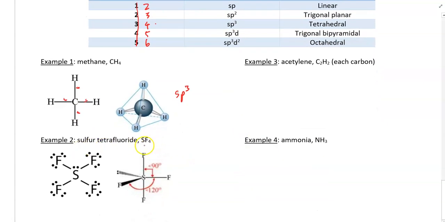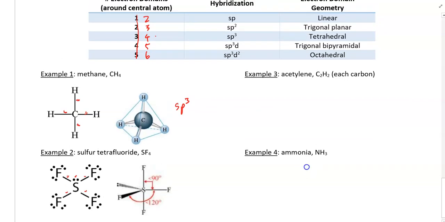Let's take a look at the next one: sulfur tetrafluoride, SF4. This Lewis structure has been drawn out for you, so let's count it out. You have 1, 2, 3, 4, and then 5 electron domains. A lone pair represents one electron domain, not individual electron domains as a pair. So you have 5 that you want to check up here. Looking at this chart, 5 electron domains corresponds to sp3d. So the hybridization is going to be sp3d.